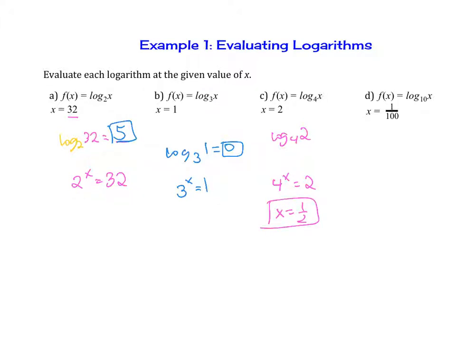Then our last one, log base 10 of 1 over 100. So it's 10 to what power equals 1 over 100? You know that you need to make this into the denominator. So that needs to be a negative, and then it's squared. So x equals -2.